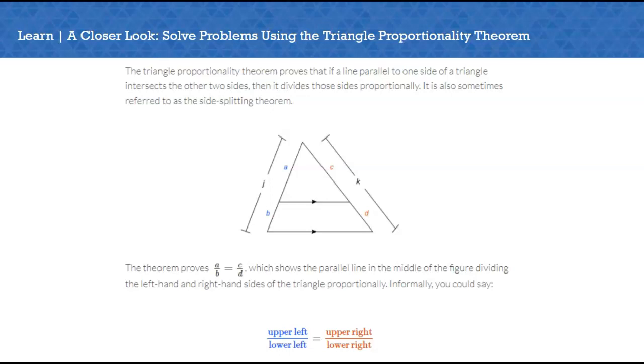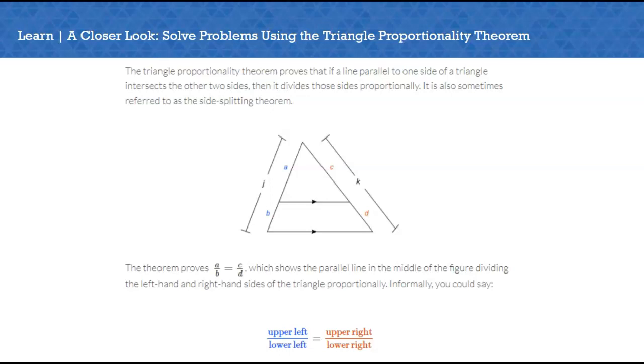The triangle proportionality theorem proves that if a line parallel to one side of a triangle intersects the other two sides, then it divides those sides proportionally. It is also sometimes referred to as the side splitting theorem, which you will see in a lot of your exit ticket problems. The theorem proves that A over B is equal to C over D, which shows the parallel line in the middle of the figure dividing the left hand and the right hand side of the triangle proportionally.